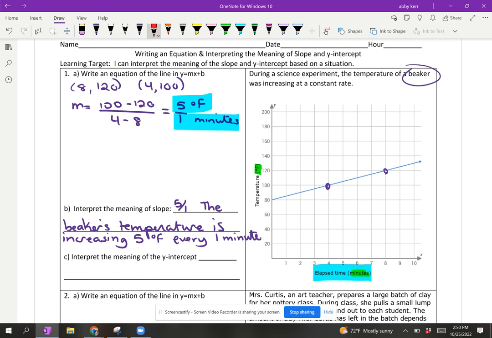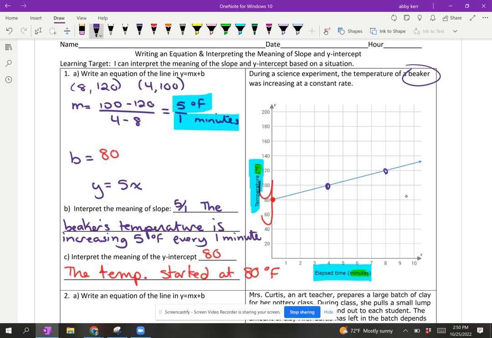Now, the next part that we have to determine is the starting point. What temperature did we start at? So if you want, you can write a y, and then it starts at 80. So the temperature started at 80 degrees. And then just make sure that you use Fahrenheit, because that is what our y is talking about. And then to write the equation of the line, it's just y equals 5x plus 80, because that is mx plus b.